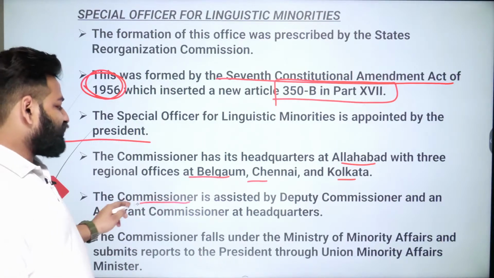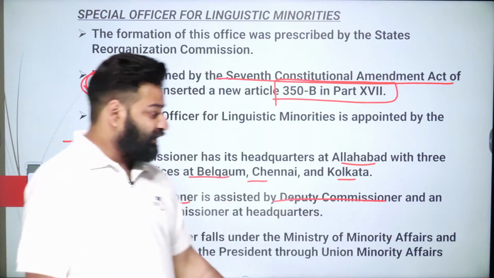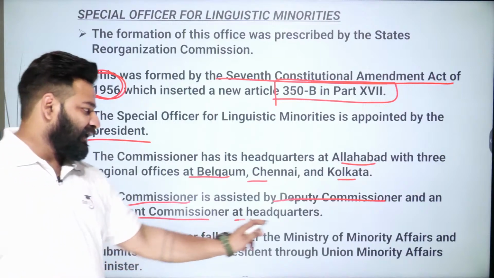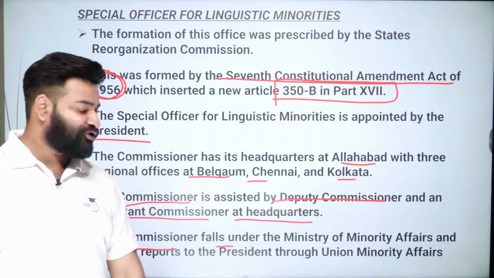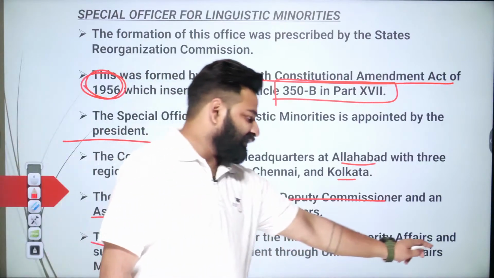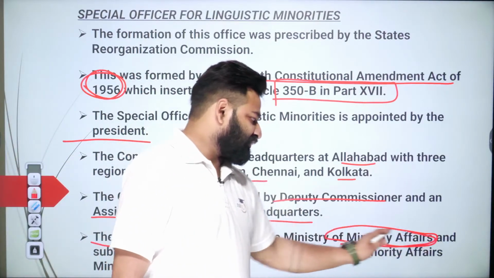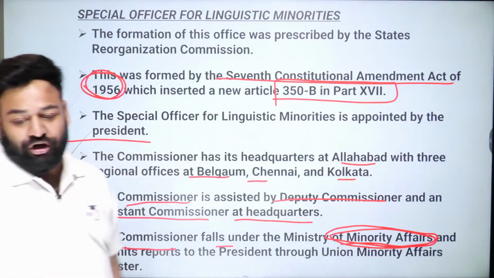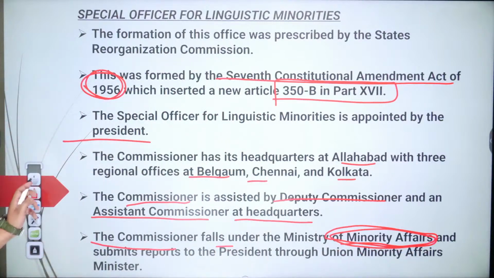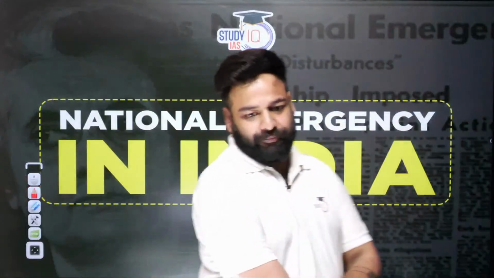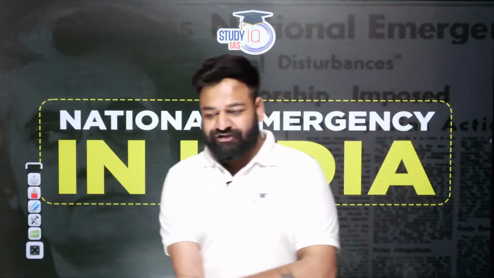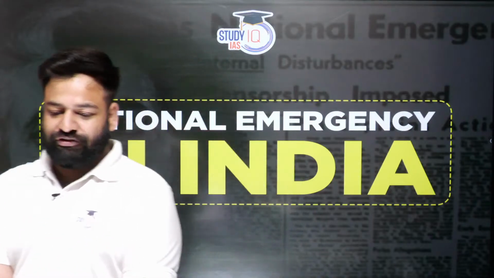Okay. So the commissioner is assisted by a deputy commissioner and an assistant commissioner at headquarters. Next, the commissioner falls under the Ministry of Minority Affairs. So works under which ministry? Ministry of Minority Affairs, and submits the report to the President of India. Okay. So this brings us to close the chapter of the constitutional bodies.